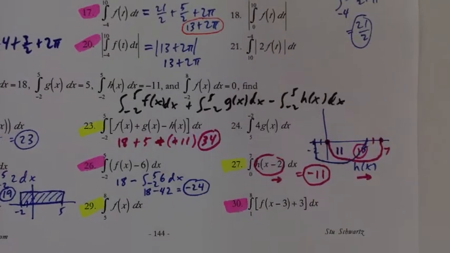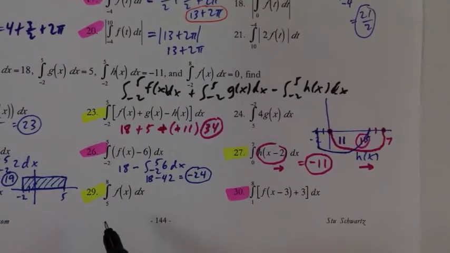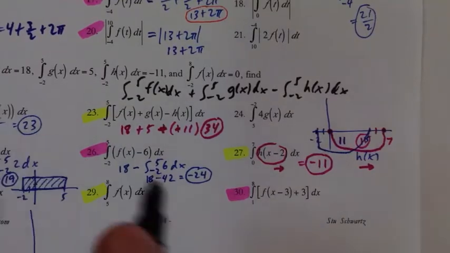Well, let's see here. For number 29, we're almost done. Number 29, we've got the integral from 5 to 8. Okay, so this is how I like to build these problems. We know that the integral from negative 2 to 5 is 18.